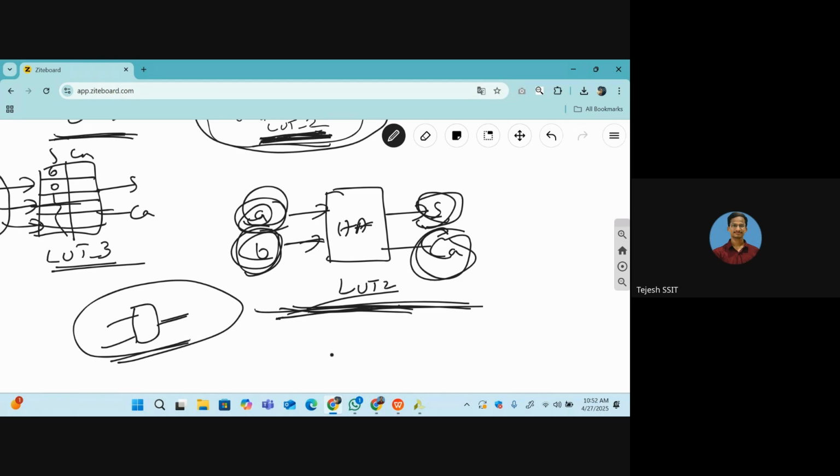That process we call routing. The routing step will choose the LUTs and the path of the LUT.